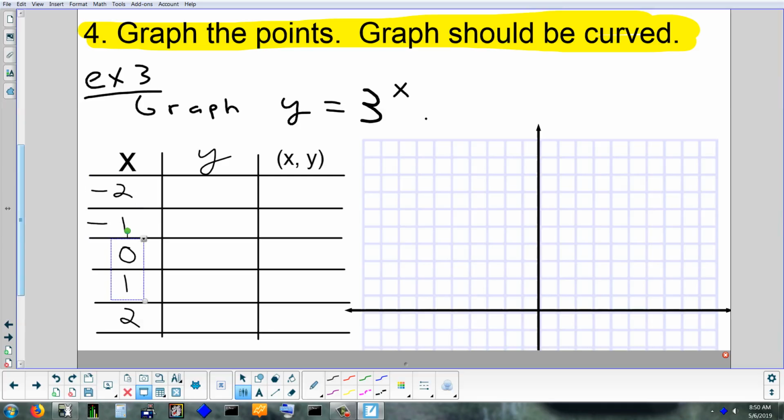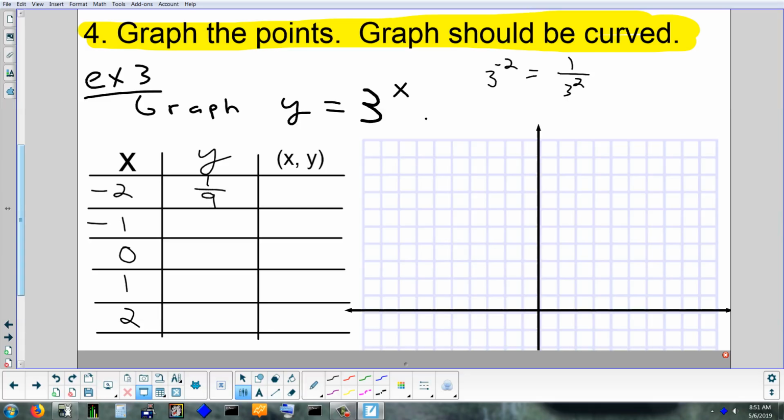Now, what do I do with each one of those numbers? What do I have to find now? Solve for y. We're going to take each x value, plug it in, and solve for y. All right? So first x value I'm going to plug in is negative 2. Off to the side, I'm just going to do it over here. Negative 2, I plugged it in for x. What's 3 to the negative 2? 1 over 3 to the second. 1 over 9. Yes. So y is 1/9.